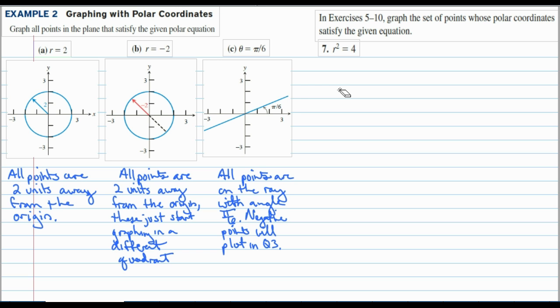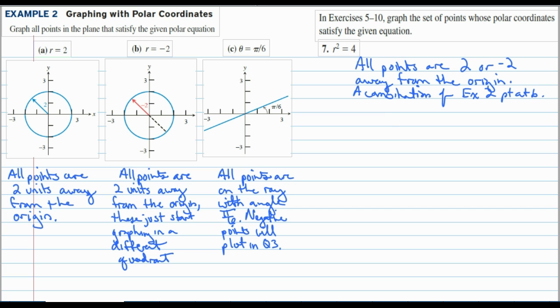Now try problem number 7. It says graph the set of points whose polar coordinates satisfy the given equation. Now this is r squared equals 4, not r equals 2. So if I think about taking the square root of both sides, basically what that means is all points are either 2 or -2 units away from the origin. So it's going to be a combination of example 2 parts A and B. It's kind of a combo of those.